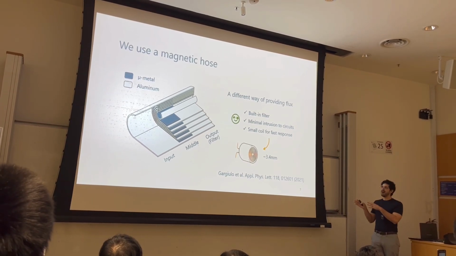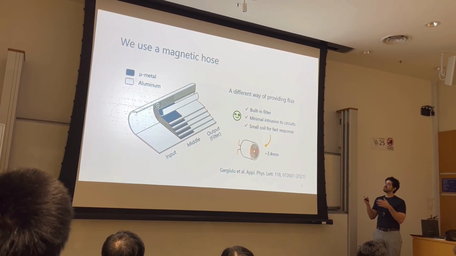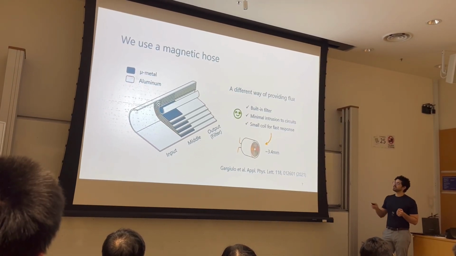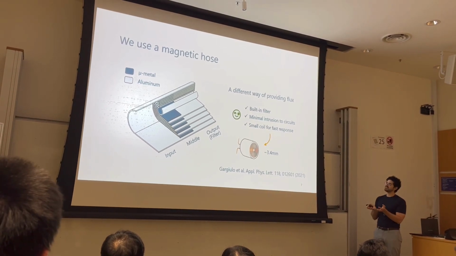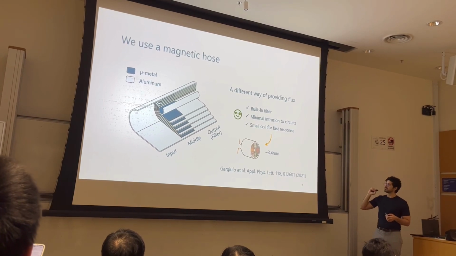which was a paper that was published that proposed a magnetic hose as a way to introduce magnetic field inside superconducting structures. So this picture shows a half-open view of the hose, which is a cylindrical structure made of alternating layers of mu metal and aluminum.